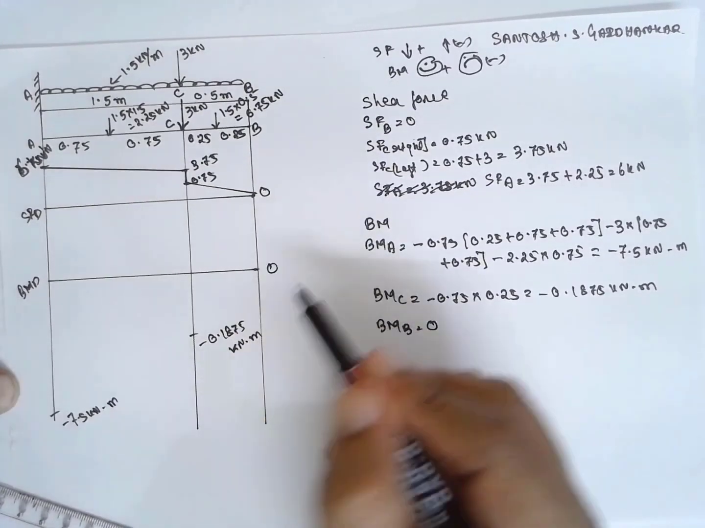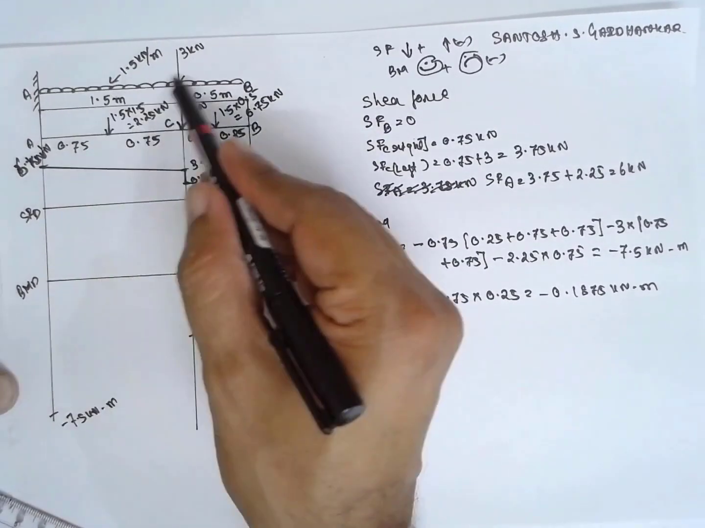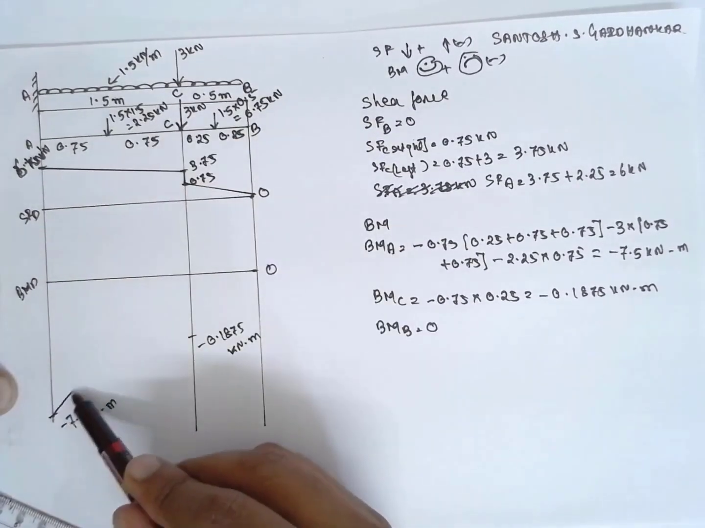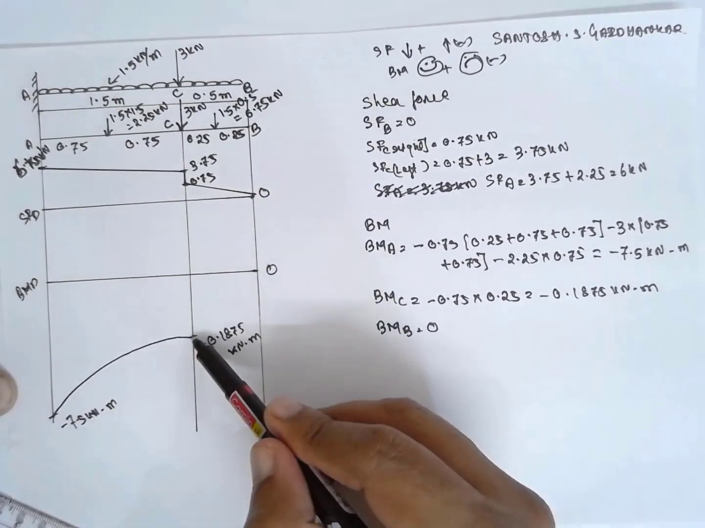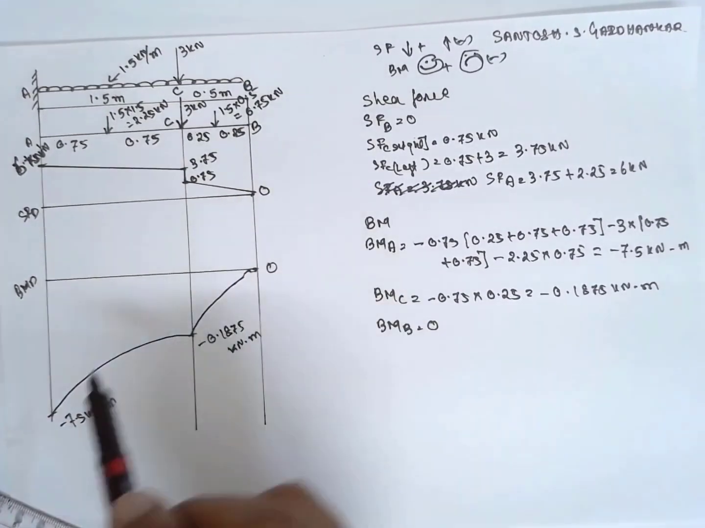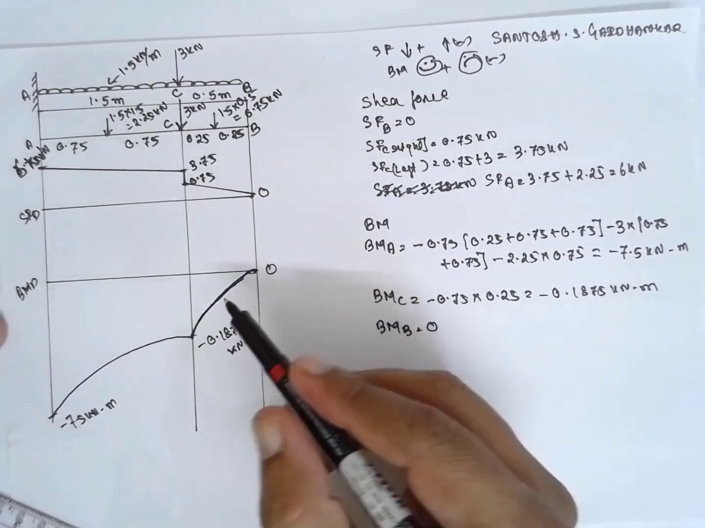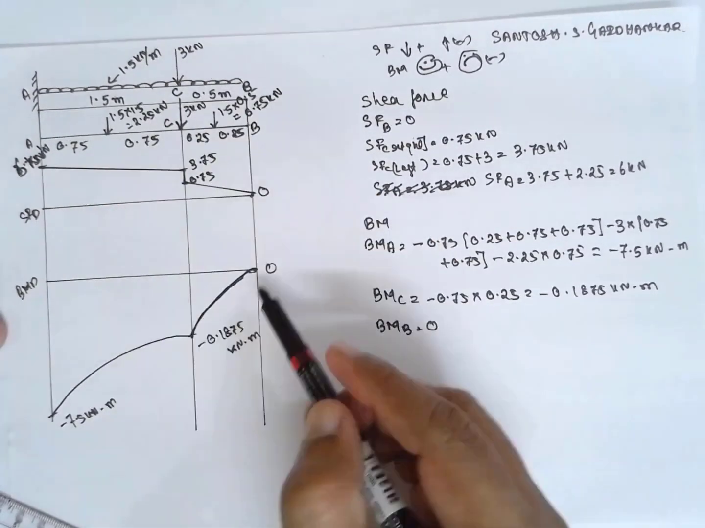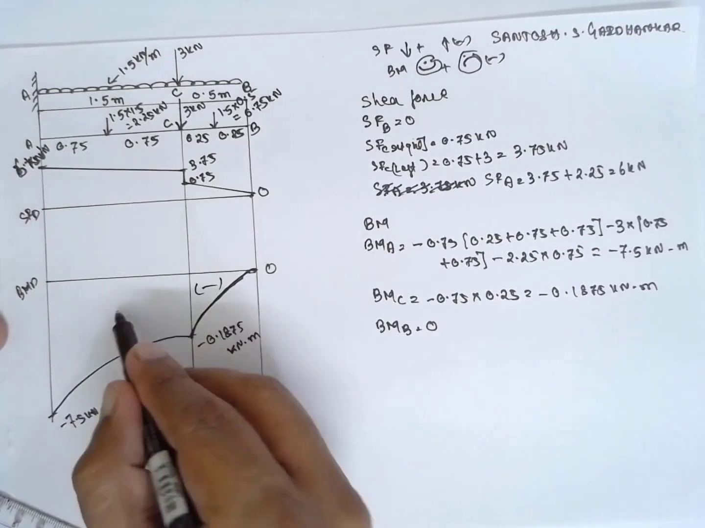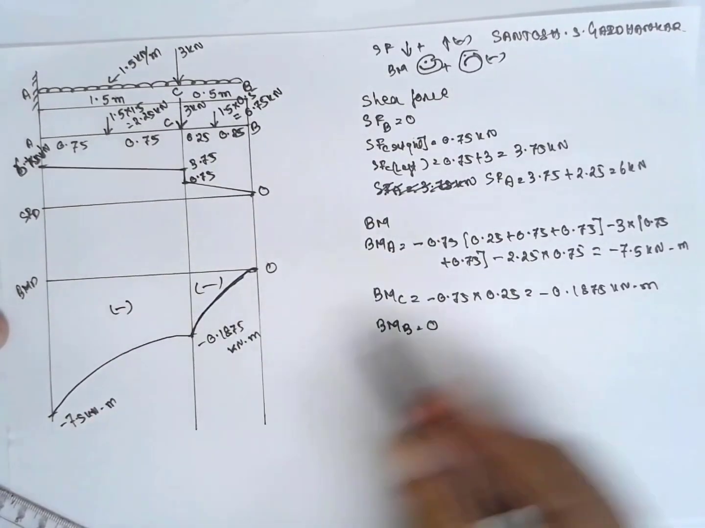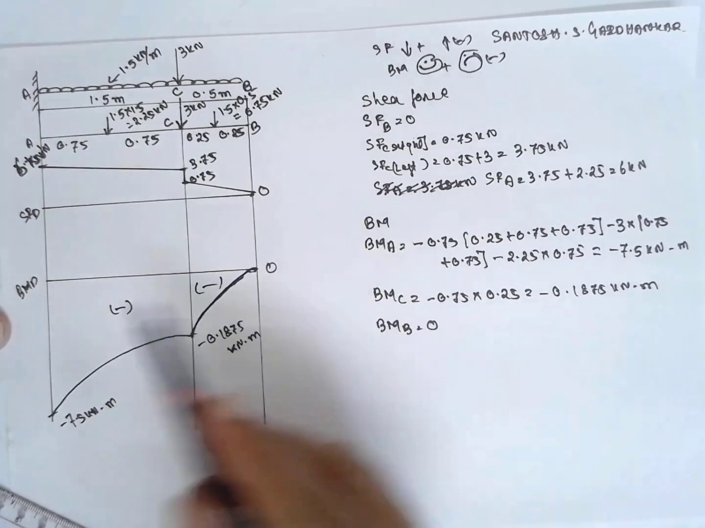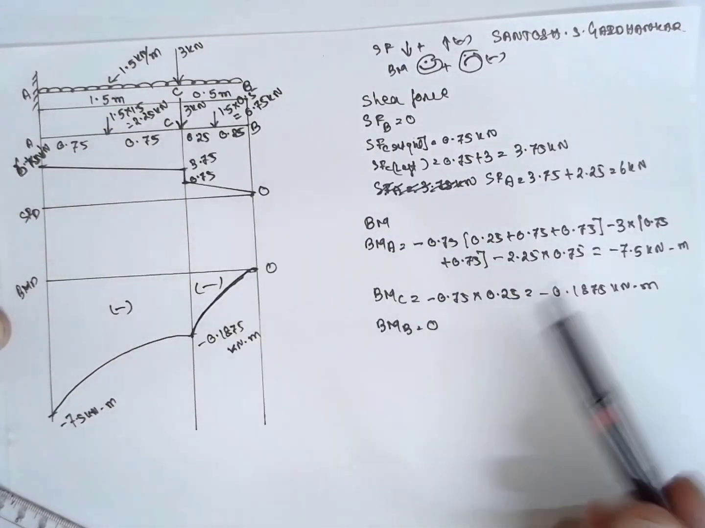It will be 0 here. Because of UDL, you have to draw a parabola in this way. If it is a point load, you have to draw a line. Because of UDL, you have to draw a parabola. Negative, negative. In this way, you have to solve the problem when the cantilever is subjected to completely UDL with a point load.